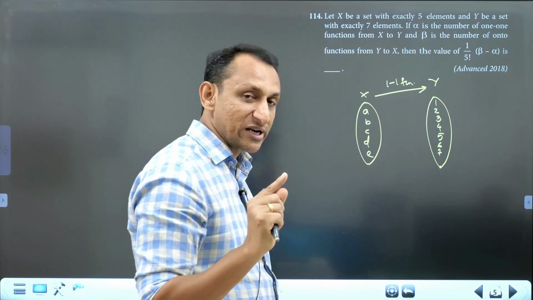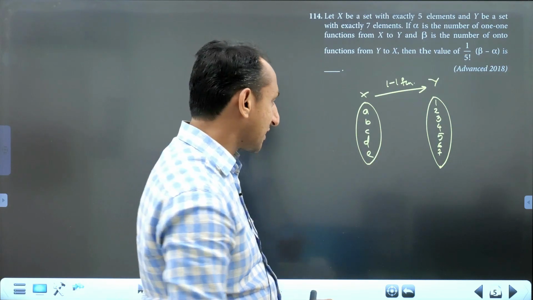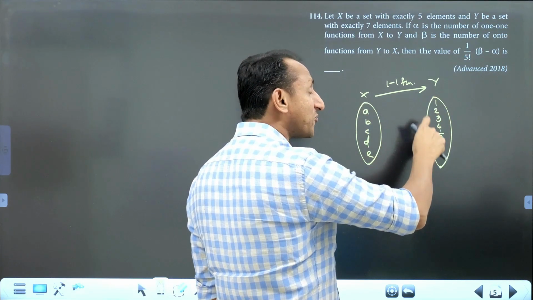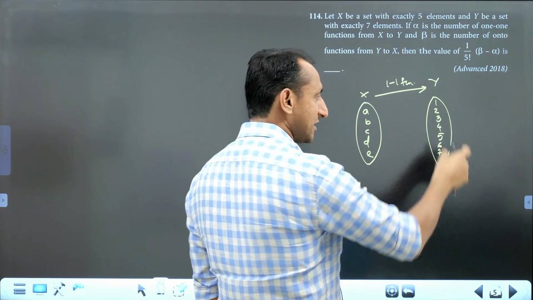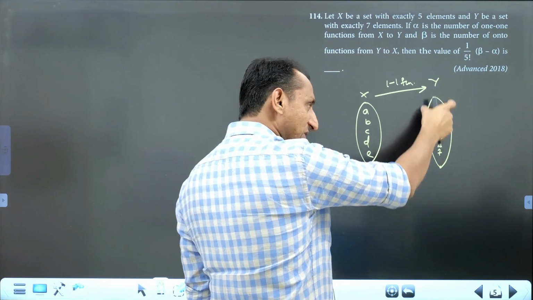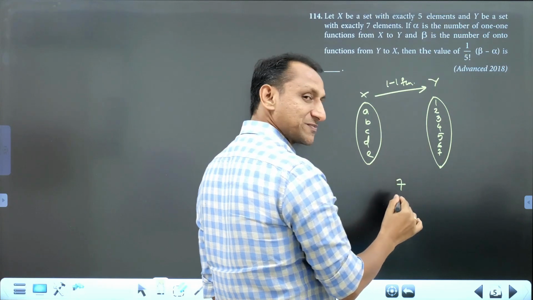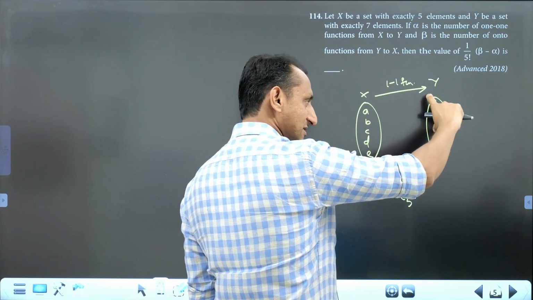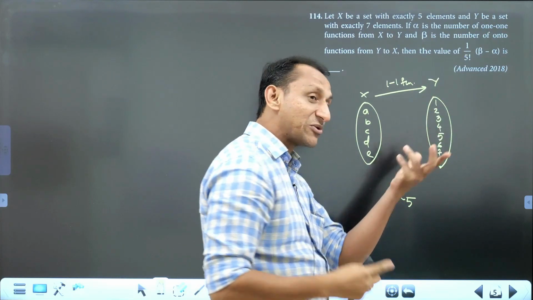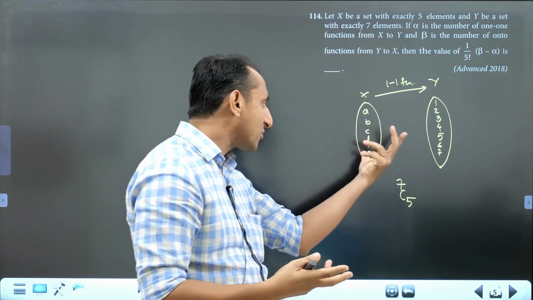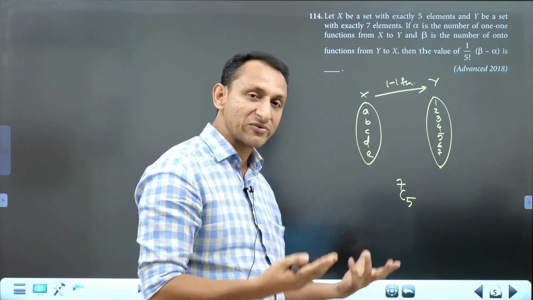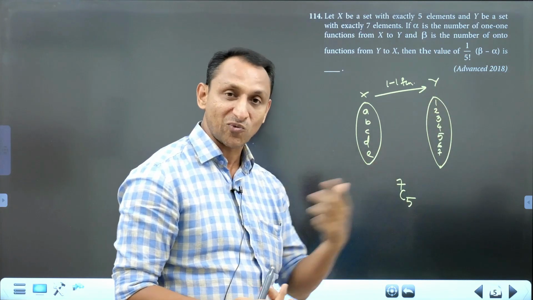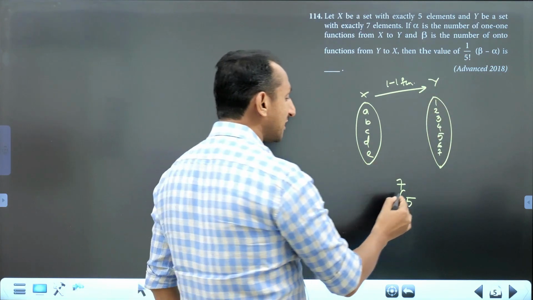One-one means different elements have different images. Here these 5 elements have 5 different images in this set. So from this set of 7 elements we take only 5 elements, because this set contains 5 elements and these 5 elements have different images from Y. Select them and then arrange them.